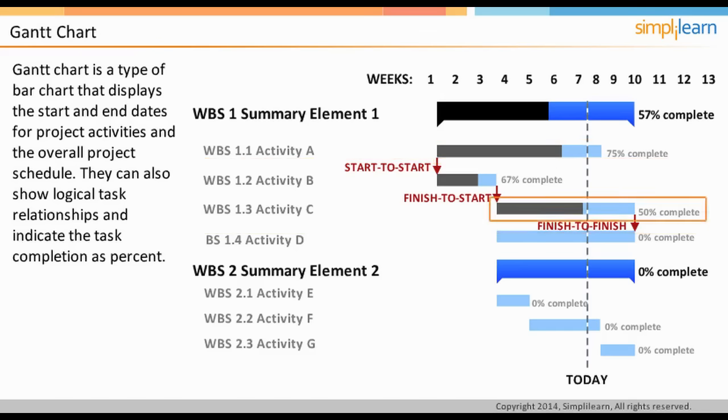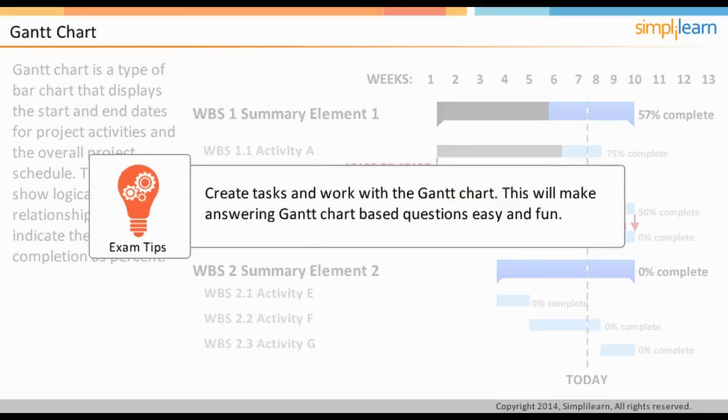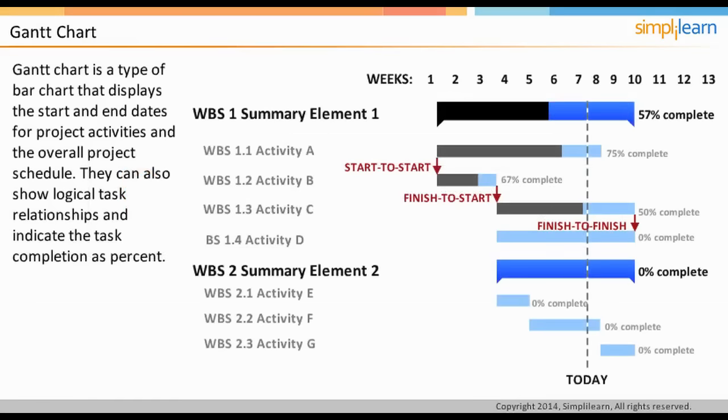The chart gives you an idea about when specific activities are planned to finish and when the overall WBS element will get delivered. Create tasks and work with the Gantt chart. This will make answering Gantt chart-based questions easy and fun. In the next screen, let us understand the relationships that exist among project activities.